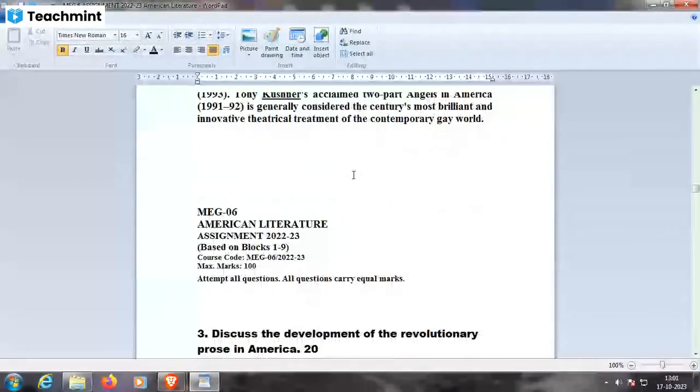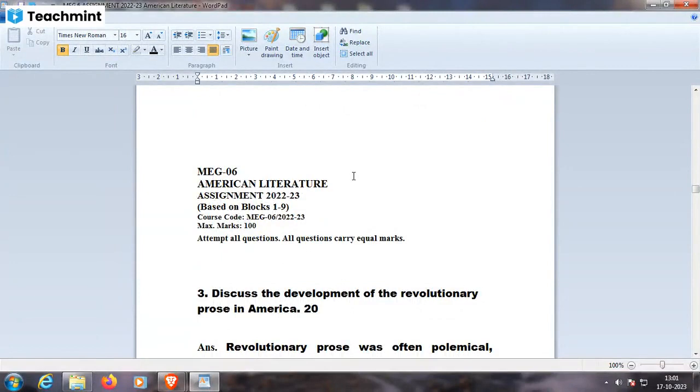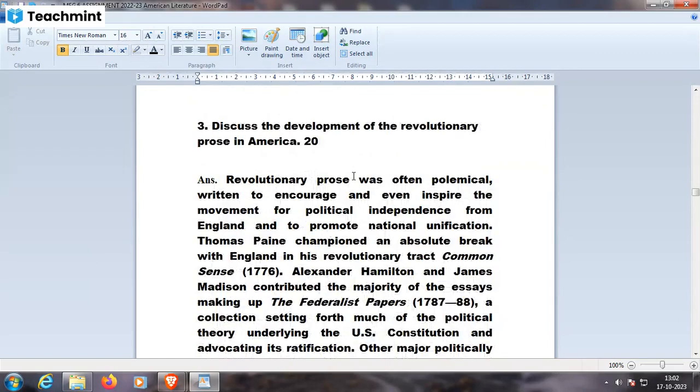Now, another important topic of MEG 06, American literature. These assignment works are very important for you all to study, 2022-23, based on blocks 1 and 2. Course code is MEG 06 oblique 2022-23. Discuss the development of the revolutionary prose in America.